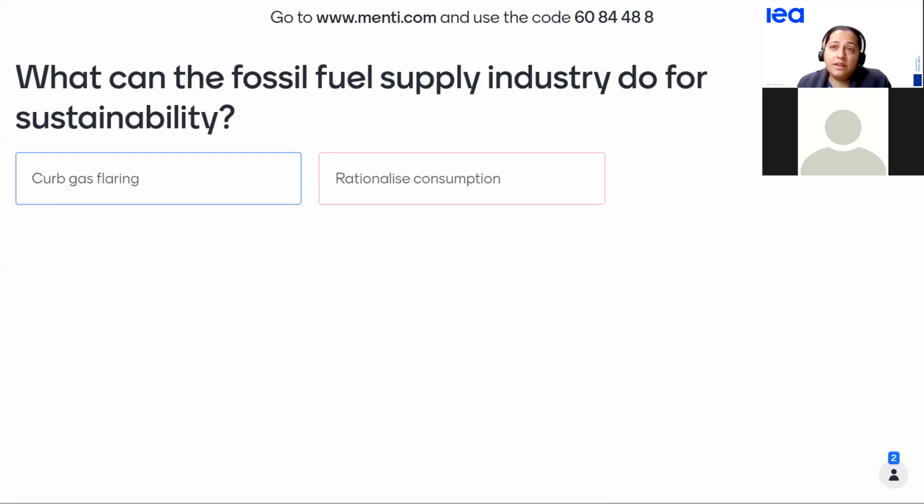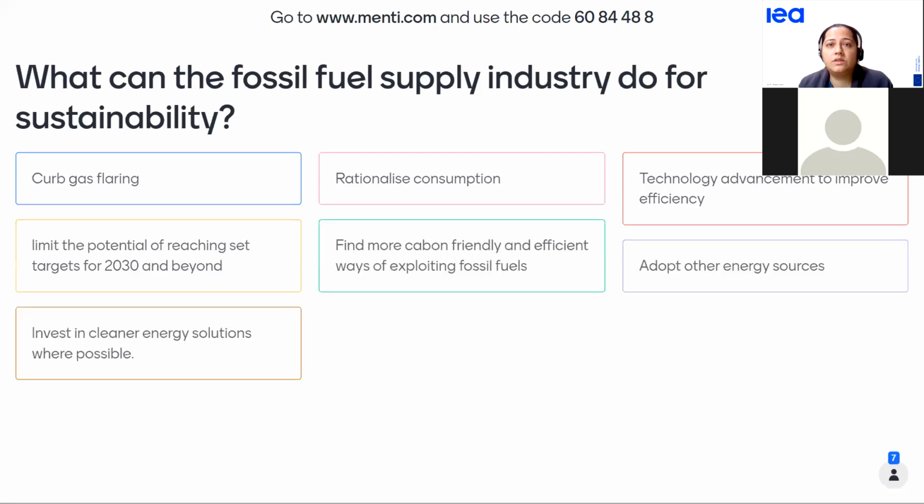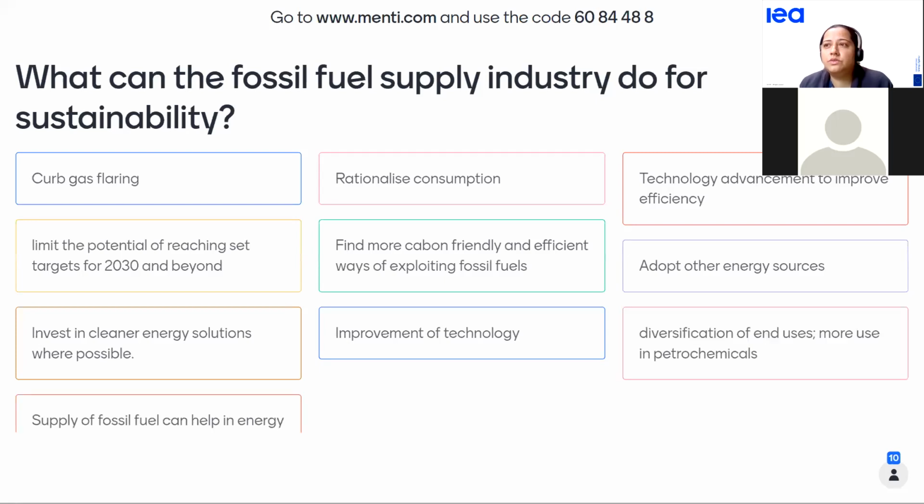Curb gas flaring, rationalize consumption. Very good. So please tell us, what do you think the industry can do for sustainability? Technology advancement to improve efficiency? Yes. Limit the potential of reaching set targets for 2030 and beyond. Find more carbon friendly and efficient ways of exploiting fossil fuels. Excellent. I see that we have a lot of ideas.